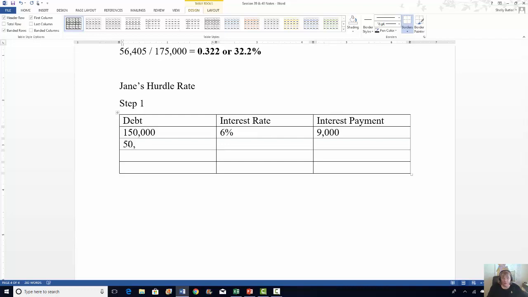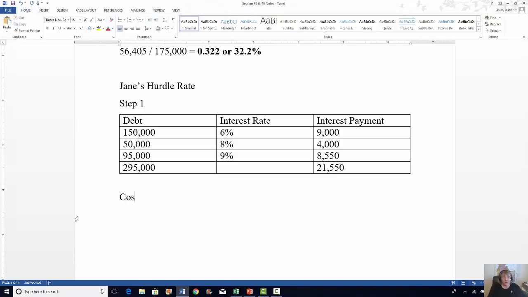The second loan is a $50,000 loan, and that interest rate is 8%. So our interest on that loan is $4,000. The very last, it's a $95,000 note, is at 9%, and the interest on that is $8,550. So our total outstanding loans is $295,000, and our total interest is $21,550.